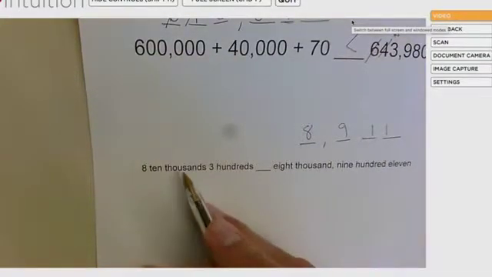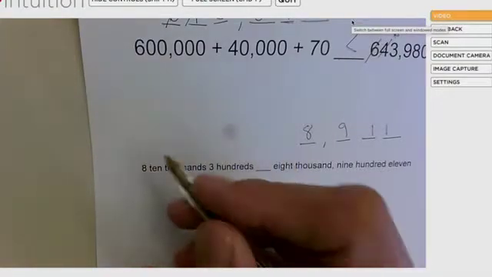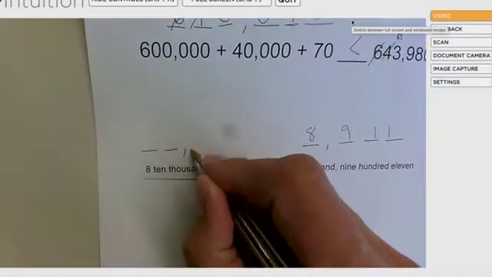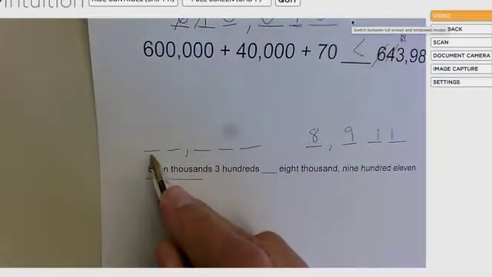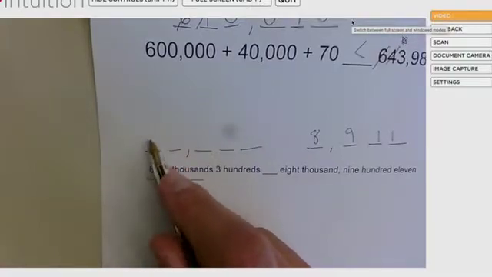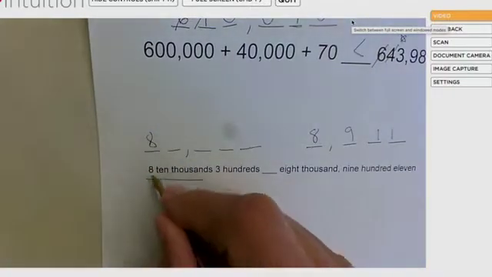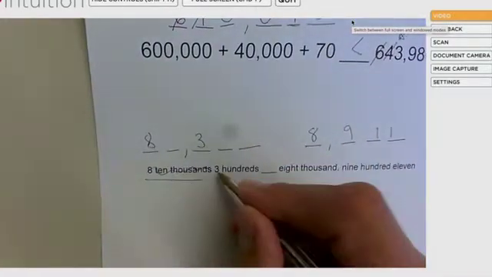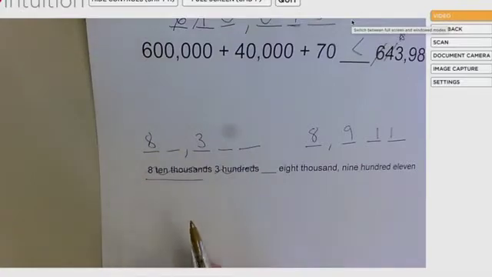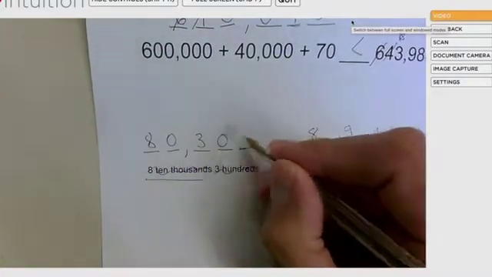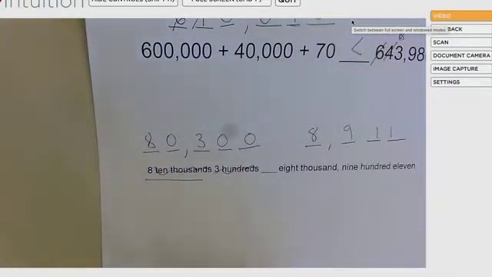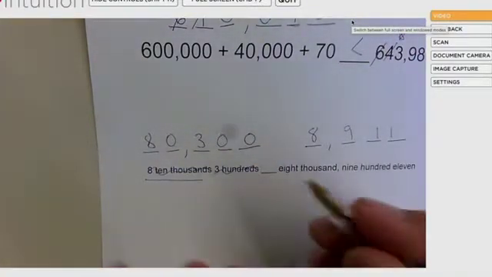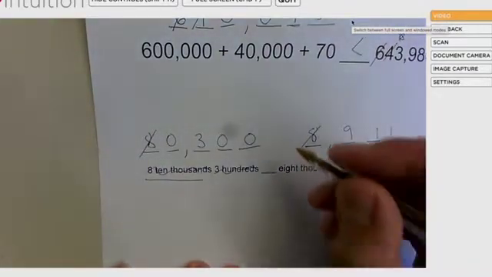I have 8 10,000s. I have 3 hundreds. So I know that it's going to go to the 10,000s place. Boom, boom, comma, boom, boom, boom. This is the 10,000s place. And I know that I have 8 of them. I know that I have 3 hundreds. And it's not telling me anything else. So I just plug zeros in there. Okay? So hopefully this will help you in today's lesson, even though today's lesson is not comparing.